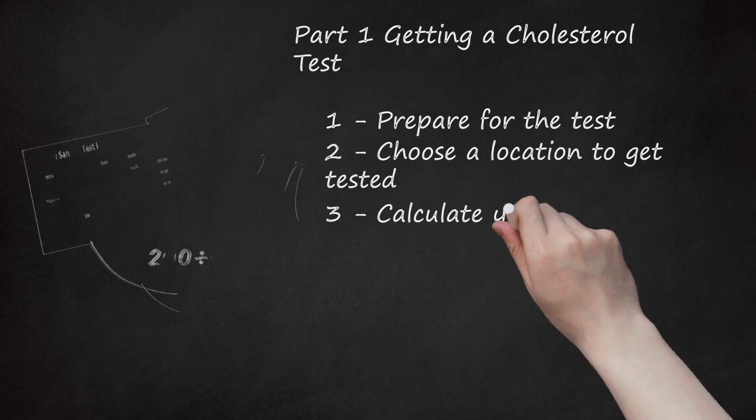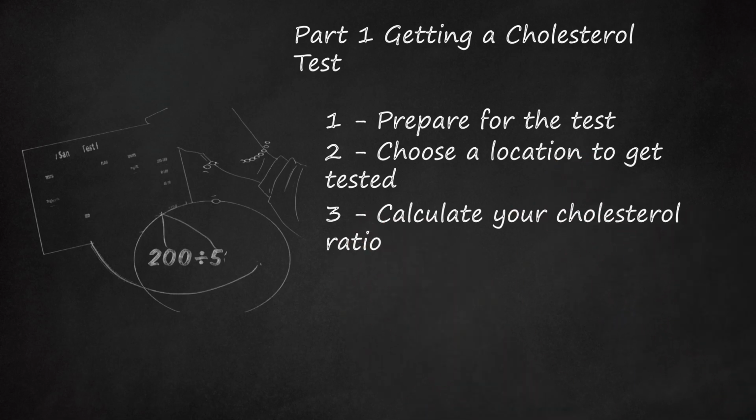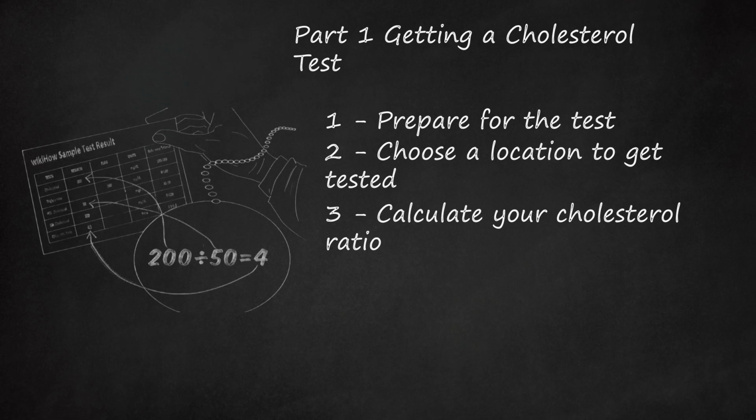3. Calculate your cholesterol ratio. A cholesterol test measures your HDL cholesterol, LDL cholesterol, and triglycerides. The test is conducted by taking a small blood sample from your arm, which is then analyzed in a laboratory. The result will show your cholesterol level in millimoles per liter of blood, or milligrams per deciliter of blood in the United States, and it will be interpreted by your physician based on your age, family history, and blood pressure.